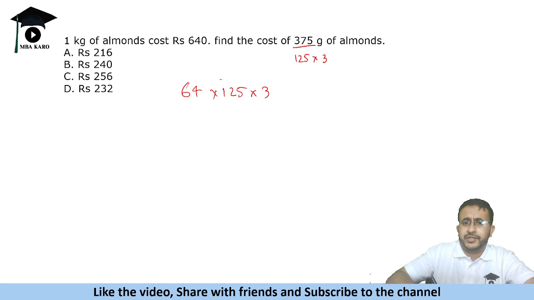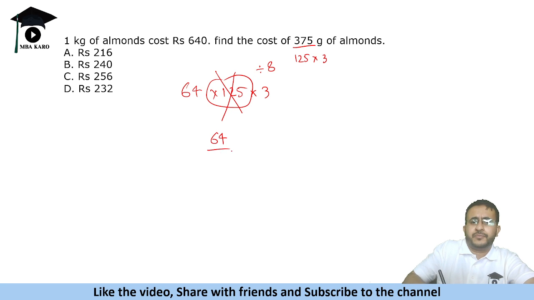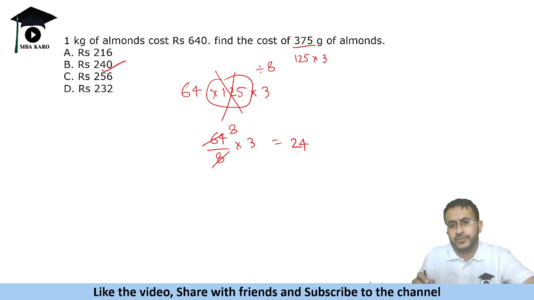I told you whenever you need to multiply by 125, instead of multiplying by 125, divide by 8. So 64 by 8 into 3. Okay, so 8 into 3 is 24. So the number is 240. So the answer turns out to be 240. So just focus on the base digits.